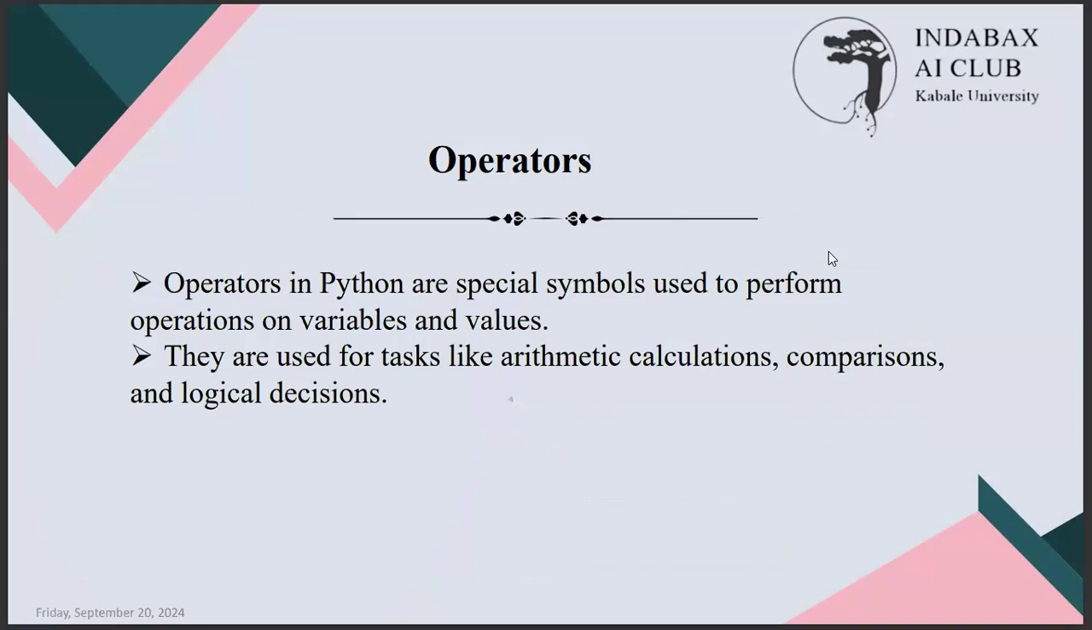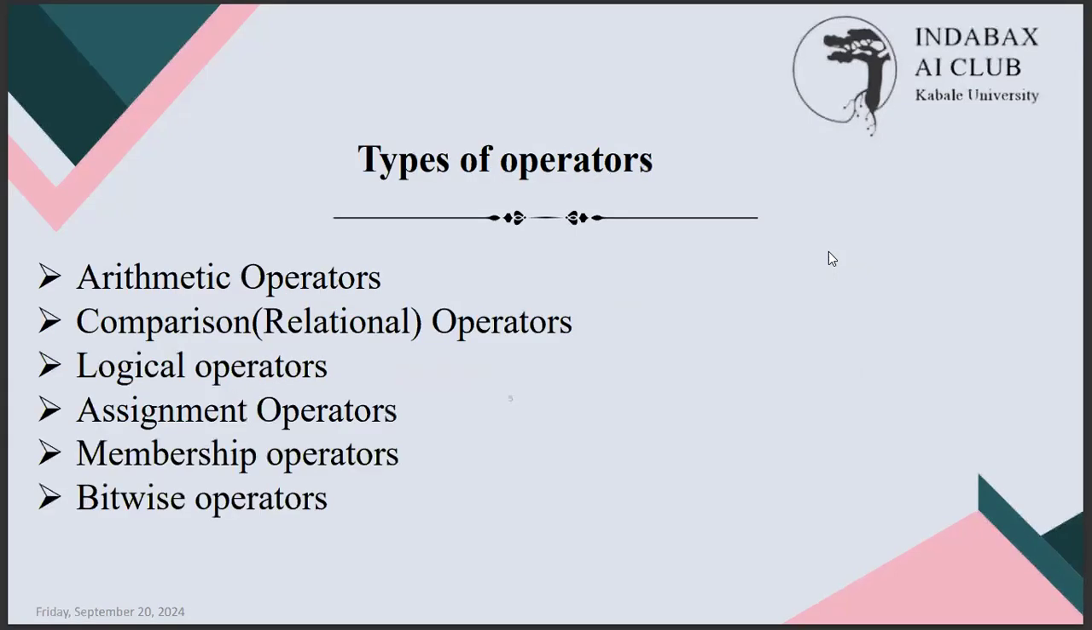So first, what are operators? Operators in Python are symbols used to perform operations on variables and values or numbers. You remember the other time we looked at arithmetic operators. Let's say you want to add two numbers, subtract two numbers, or multiply them. In order to do that, you use operators. Now today we want to look at comparison operators, also known as relational operators. We shall also look at logical operators.